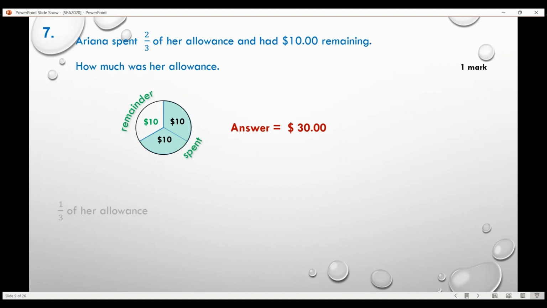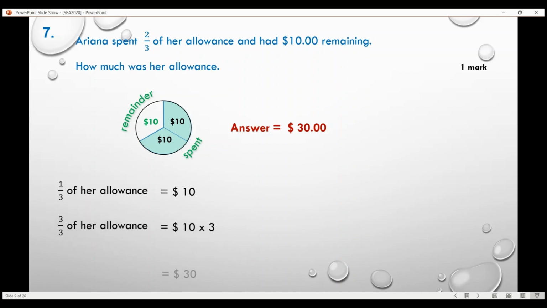Another way to do it, we can consider 1/3 of our allowance is $10. Some teachers prefer that you draw the diagram and do it, which I prefer as well, because students are now able to see and understand the problem. Some prefer the method down below. 1/3 of our allowance is $10. So if we want to find the whole thing, that is 3/3. 3/3 is a whole. So it'll be 10 times 3, which is $30.